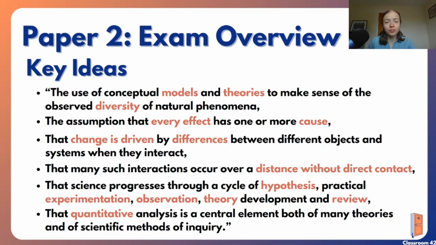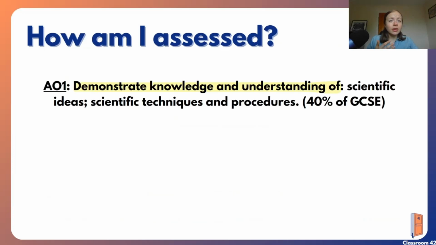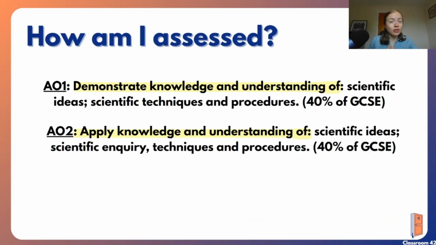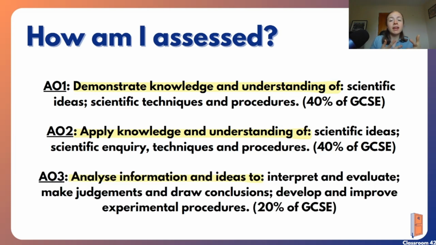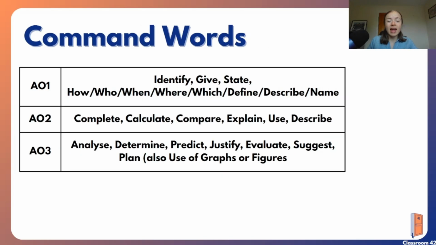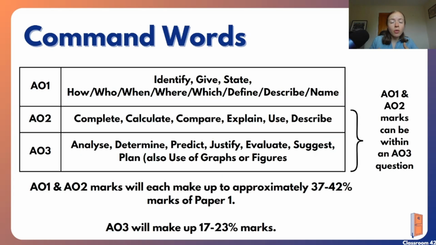So as with paper 1, you're assessed through AO1, demonstrating your knowledge and understanding, AO2, applying that knowledge and understanding, and AO3, being able to analyse information and ideas to evaluate or make judgments or draw conclusions, and that could be involved in proving experimental procedures as well. And as we've said, AO3 will make up about 17 to 23% of the marks, whereas AO2 will make up, and AO1 will make a much bigger proportion of your marks. But AO3 ones can be really beneficial for getting those extra marks, which could make the difference between getting a grade and not getting a grade.